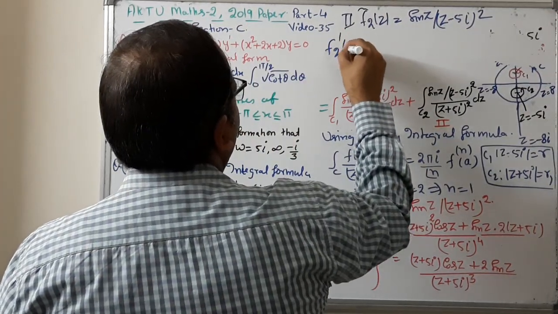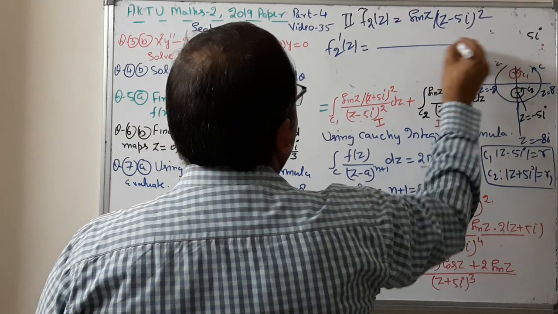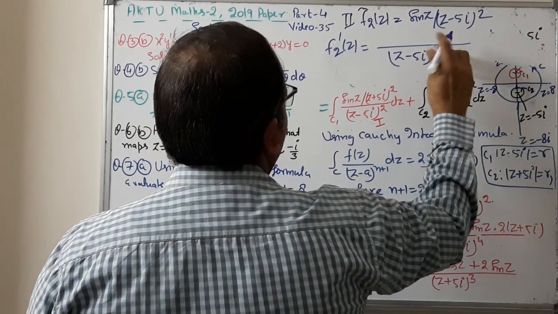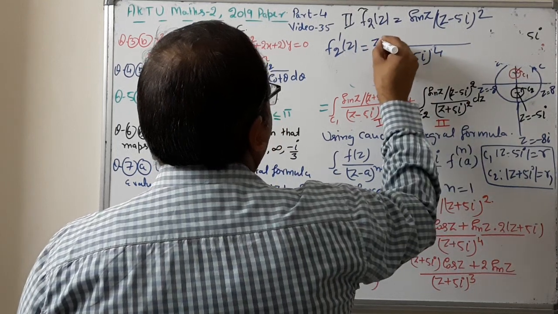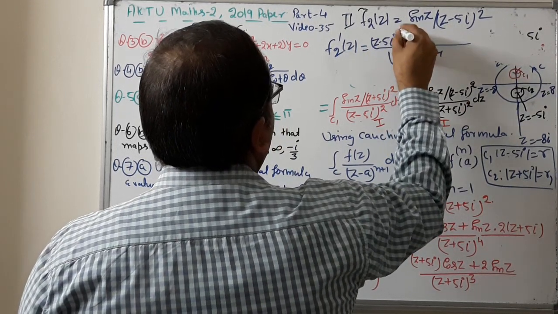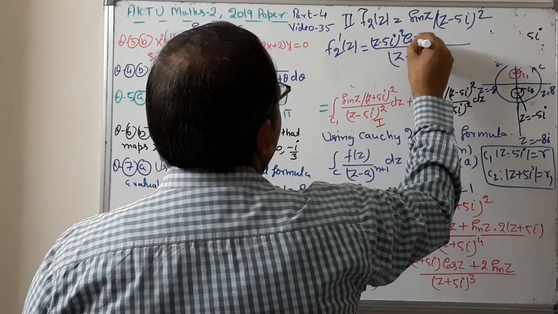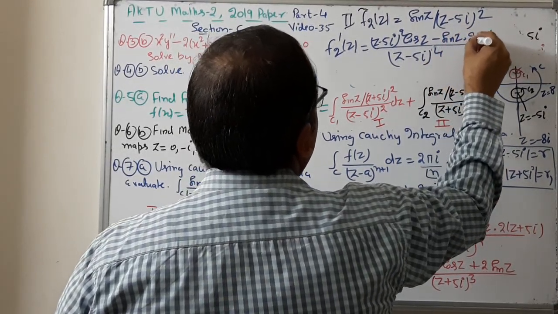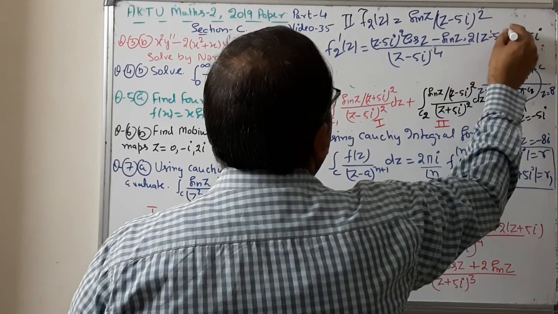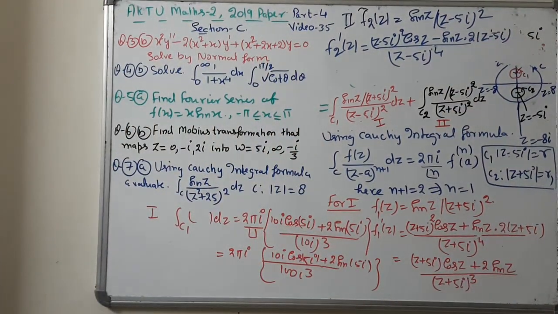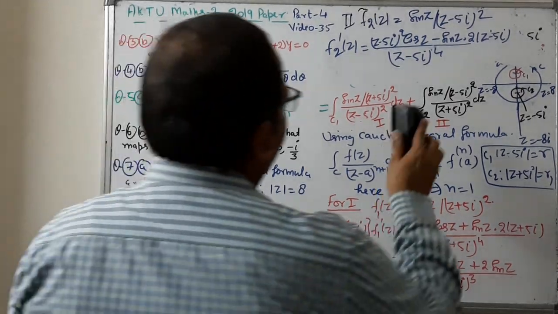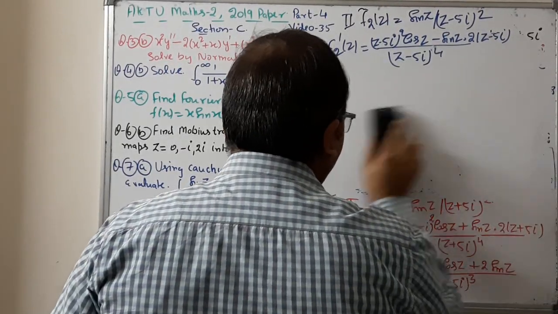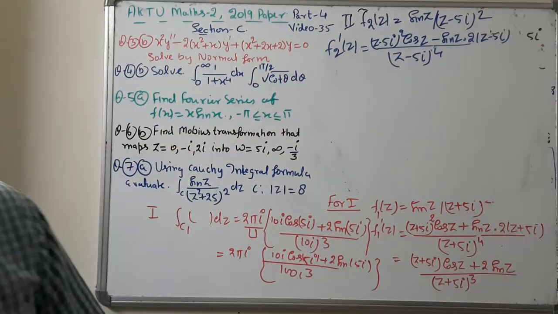What is f2 dash z? f2 dash z is again (z minus 5i) whole power 4 in the denominator, and (z minus 5i) whole power 2 times the differentiation of sin z, that is cos z, minus sin z times 2 times (z minus 5i). We get this one, right? Now put here z equal to minus of 5i. For the second integration, put z equal to minus of 5i.